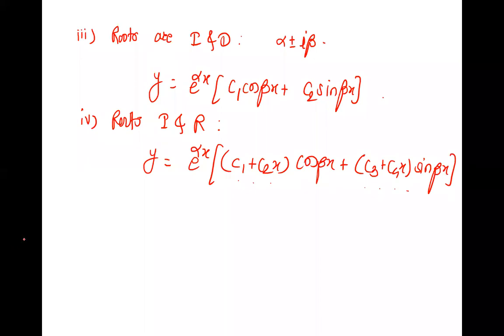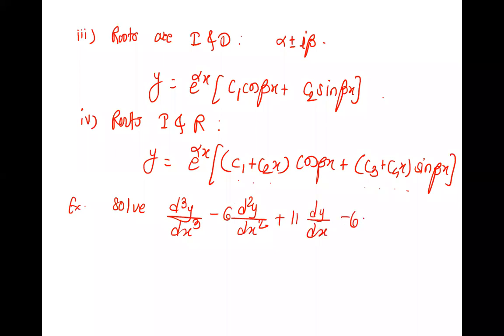No doubt? Can we solve more examples now? Good. Write down the example. Solve d cube y by dx cube minus 6 d2y by dx square plus 11 dy by dx minus 6y is equal to 0. This is the given equation.